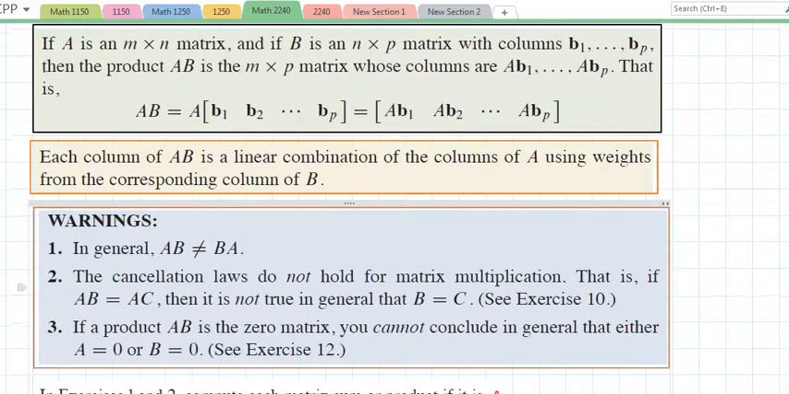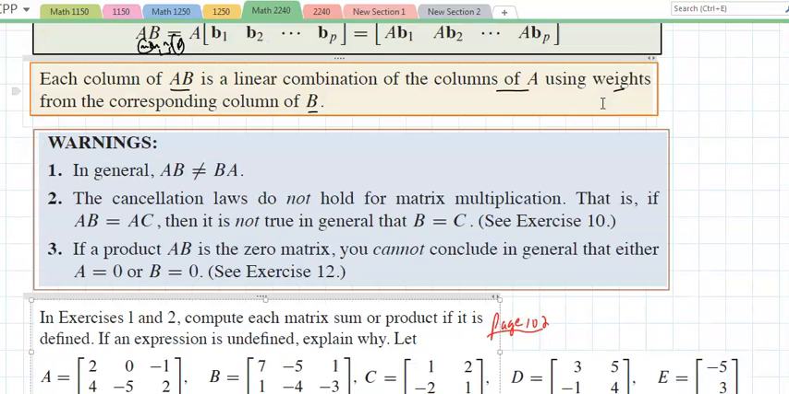A lot of review. If you have a matrix that is m by n and another that's n by p, the inners must match and the outcome is an m by p matrix. Each column of AB is a linear combination of columns of A using weights corresponding to column B, because as you see, if this is B, you end up taking A and multiplying it by each one of these vectors, which makes a linear combination.